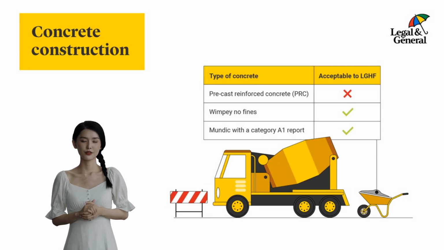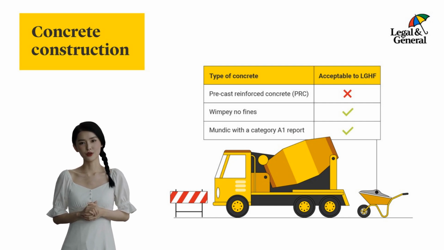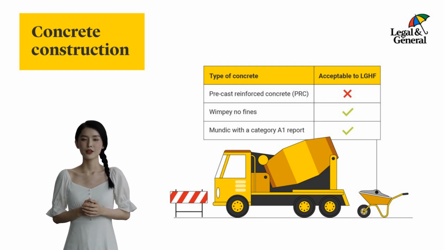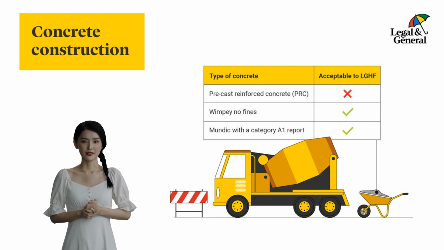A common form of concrete construction is precast reinforced concrete, also known as PRC. These do not perform as well as intended due to the defective mix of materials used. These are unacceptable even if repaired due to the impact on saleability. We do, however, accept Wimpey no-fines due to it consisting of no fine aggregates and being free of defective concrete.